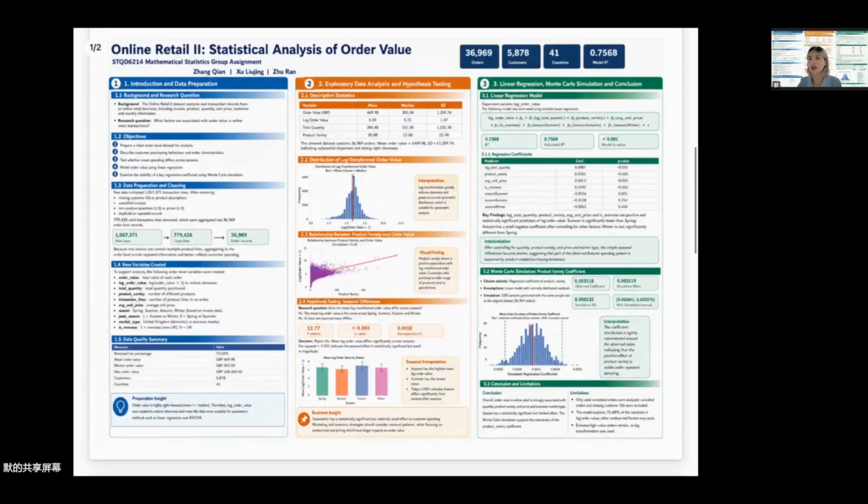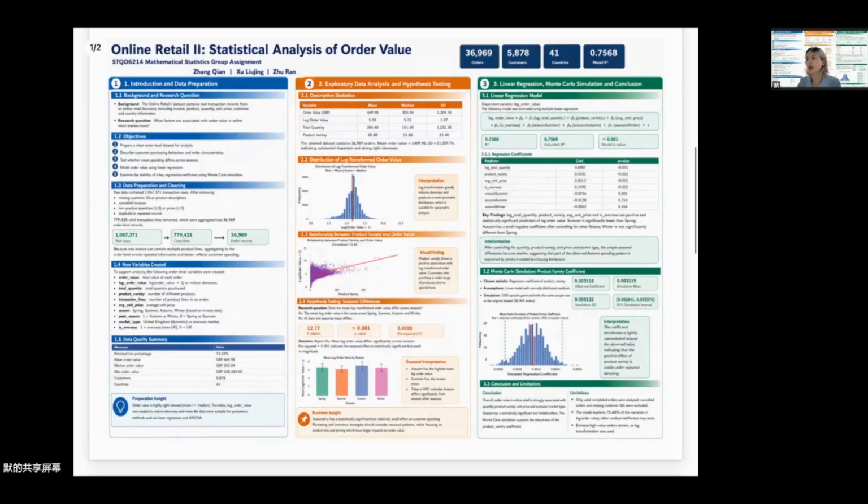and data preparation. Our project is titled Online Retail Tool Statistic Analysis of Order Value. The data contains real online retail transaction records, including invoice number, product information, quantity, unit price, customer ID, invoice date, and country. We chose this data because it can help us study customers' purchase behaviors and explore factors related to order value.